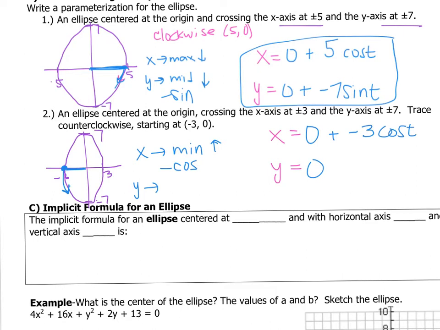For the y value, I am at the middle, so there's sine, but we have to look at where we're going. I'm going to the decreasing from the middle, so that's going to be a negative sine as well, and then just adding in that vertical radius, so -7 sine of t.